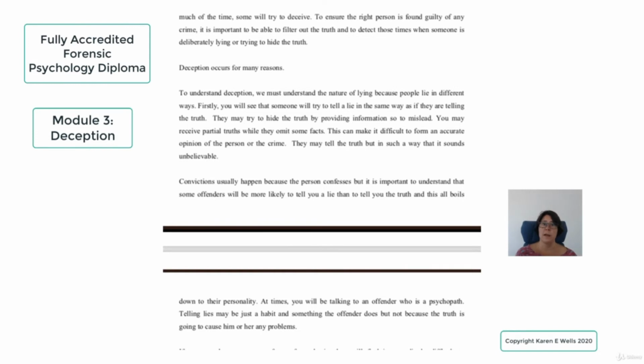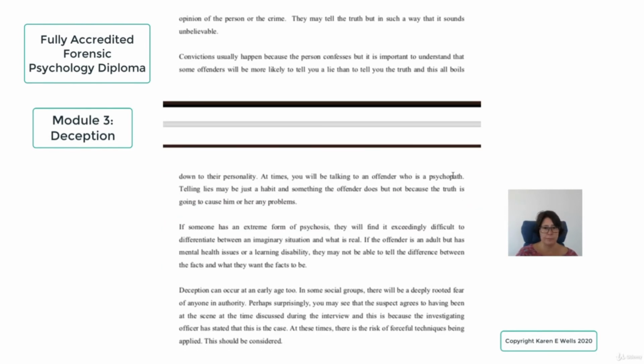Now, to understand deception within the role of a forensic psychologist, we've got to understand the nature of lying, because people lie in different ways. So you'll see that somebody will try to tell a lie in the same way as if they're telling the truth. So they might try to hide the truth by providing information to mislead somebody. You might receive partial truths and they might omit some facts. This can make it difficult to, of course, form an accurate opinion of the person or the crime. They might tell the truth, but in such a way it would sound unbelievable.